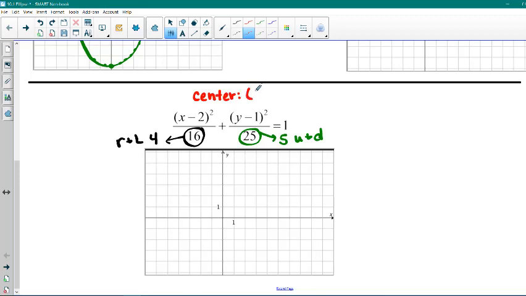The center of this ellipse is at (2, 1). So we'll start by marking our center at (2, 1). Then we're going to go from the center to the right and left 4: 1, 2, 3, 4; 1, 2, 3, 4. From the center, we are going to go up and down 5.